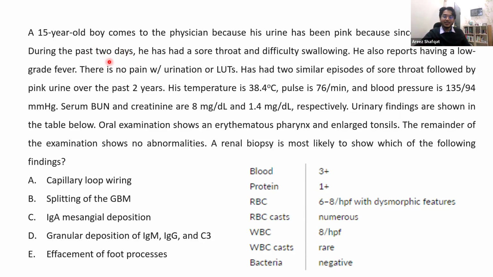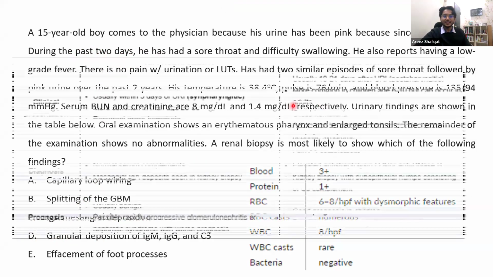IgA nephropathy manifests within 2 to 3 days of the infection. So the term is synpharyngitic, okay? IgA nephropathy is synpharyngitic. It manifests with the infection. So the correct answer would be IgA mesangial deposition. B would be post-streptococcal glomerulonephritis, okay? So this is the key again.